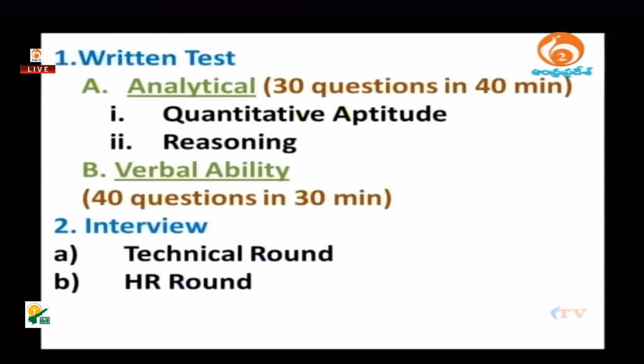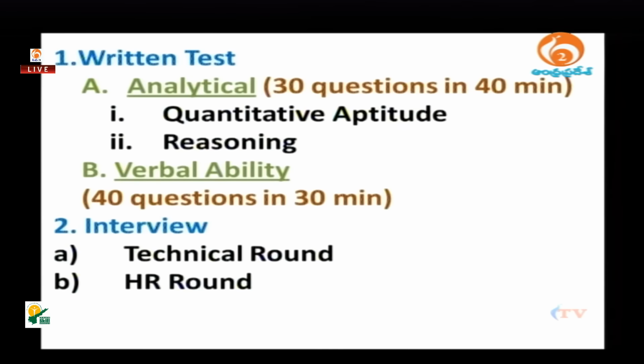So we have first the written test, which you need to clear in order to move to the next round, which is the interview round. In the written test, you will have analytical and verbal ability. Analytical, you will have 30 questions that need to be answered in 40 minutes. And these 30 questions will be from quantitative aptitude and reasoning. As far as verbal ability is concerned, you will have 40 questions that need to be answered in 30 minutes.